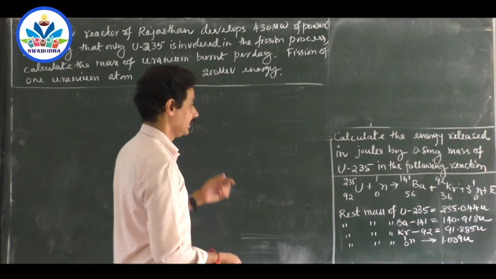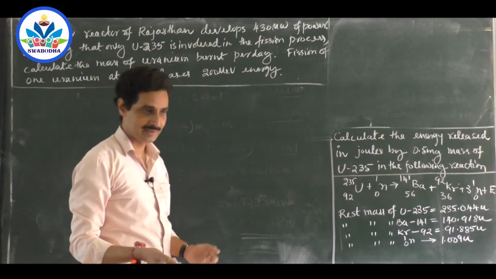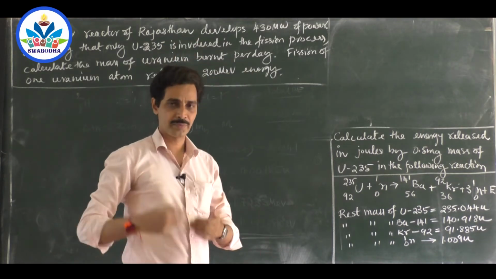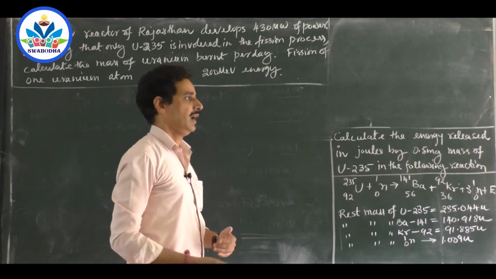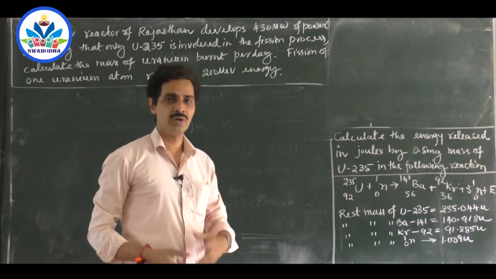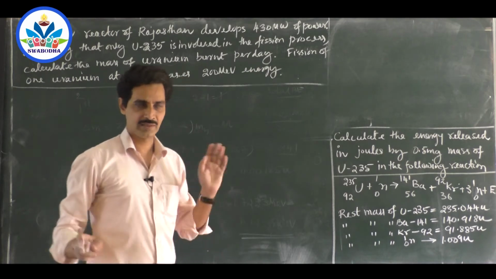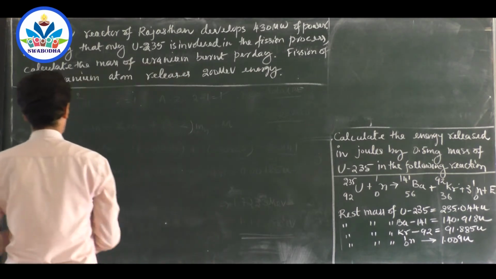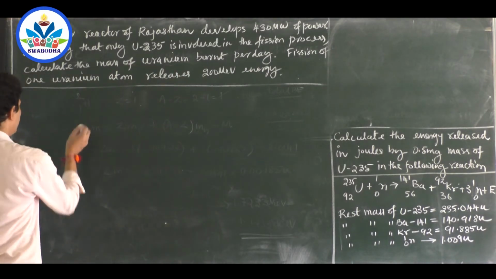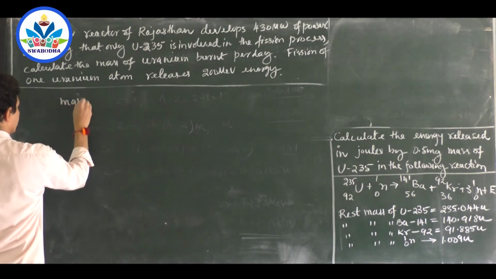So we will calculate delta M. In order to calculate delta M, we have to go for the mass of products and the mass of reactants. That's all. And this is a problem where you need to do only addition, subtraction and multiplication. So mass of products, we will write it here. Hope you can see it here. Mass of products.